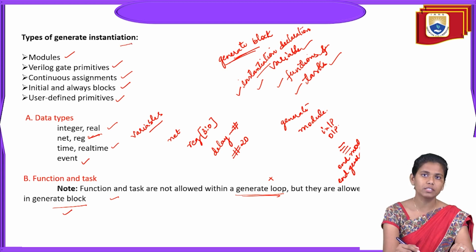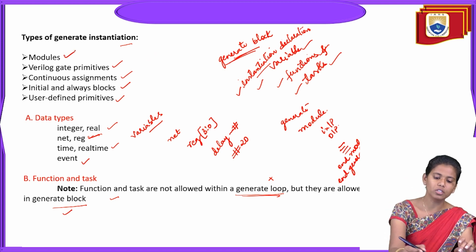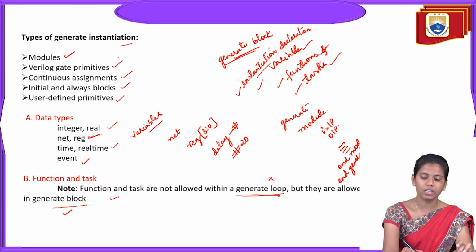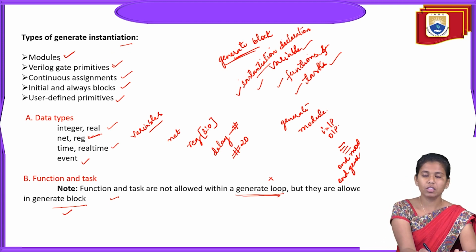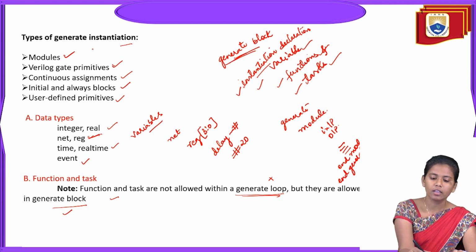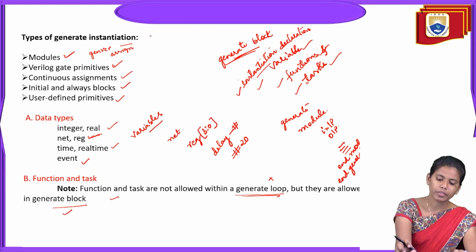These are the types of generate instantiation. So how can we instantiate? We can instantiate the modules. We can instantiate the Verilog gate primitives as well. Genvar is a keyword that we instantiated, and so on. Then the Verilog gate primitives: gate primitives are AND gate, OR gate, NOT gate, and so on.